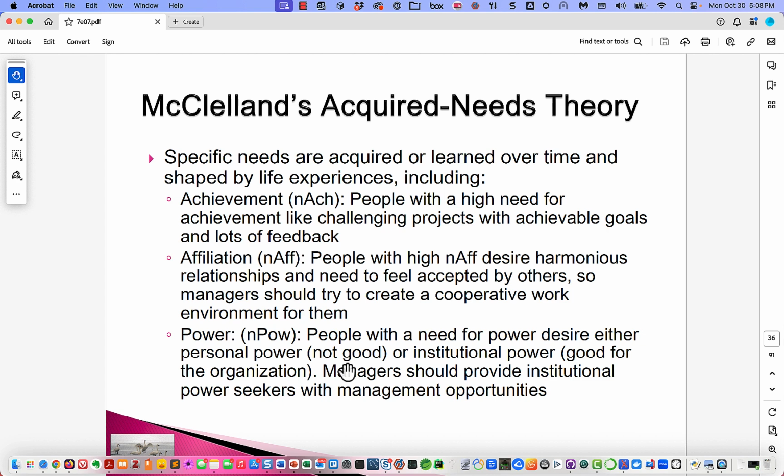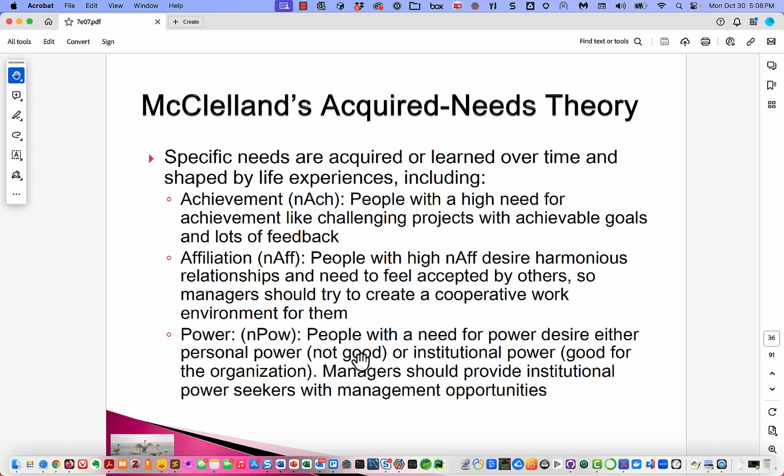Now, here's another motivational theory from McClelland. Specific needs are acquired or learned over time and shaped by life experiences, including achievement, affiliation, and power. So, people with a high need for achievement like challenging projects with achievable goals and lots of feedback.